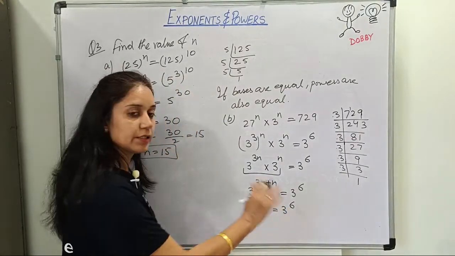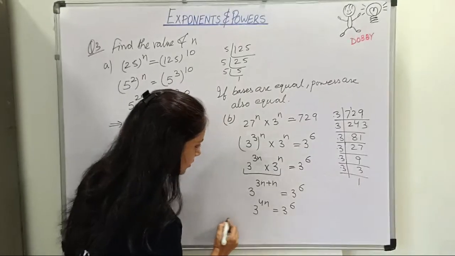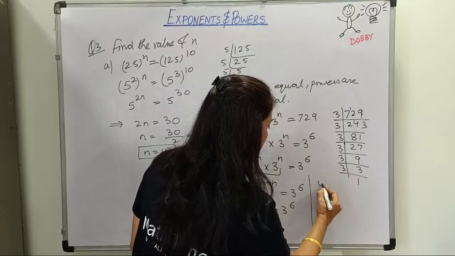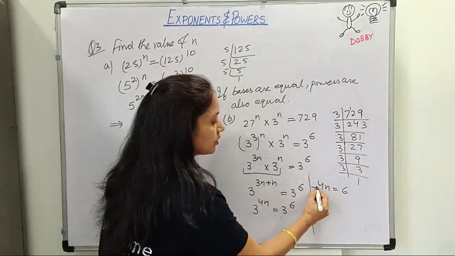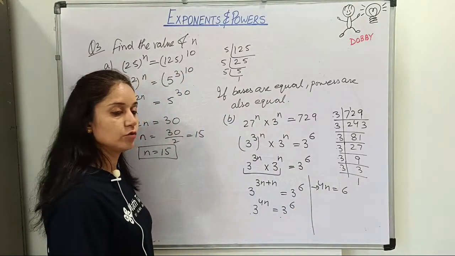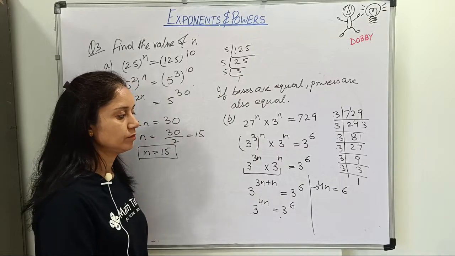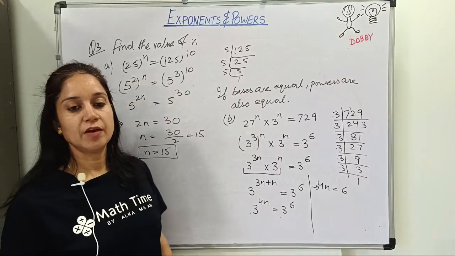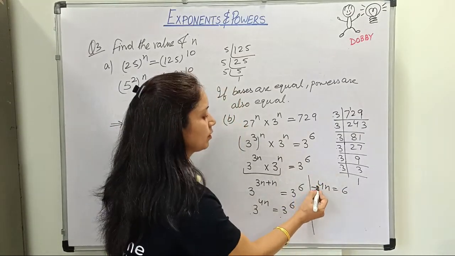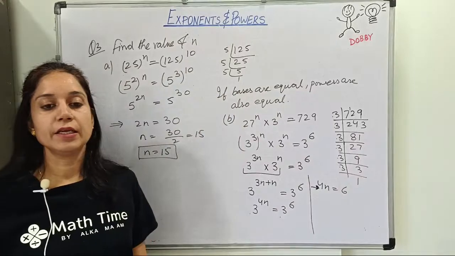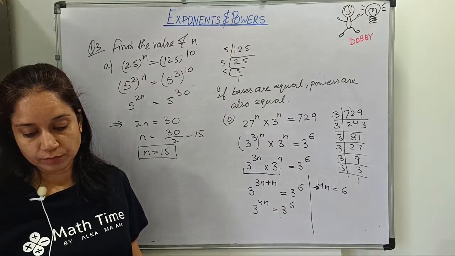Both the bases are the same, so powers are also equal. This implies, I am writing here, 4n equals 6. Bases are the same, so powers are also equal. 4n equals 6. Quickly tell me what n will come in the lowest term. This much I have done, now the remaining you do. Find out the value of n. 4n equals 6. So what n will come?